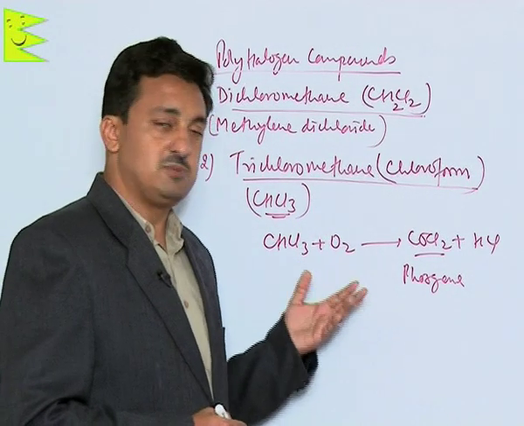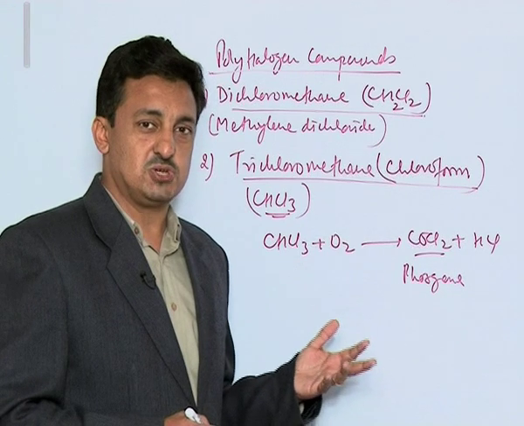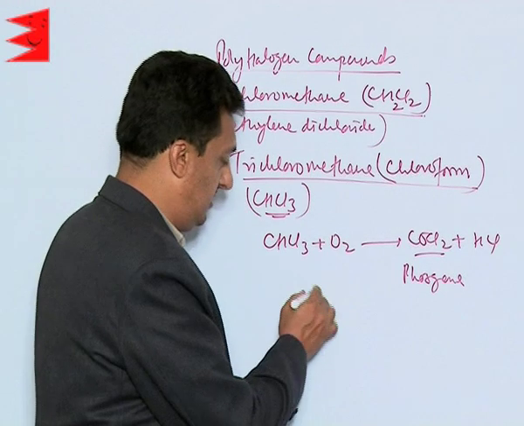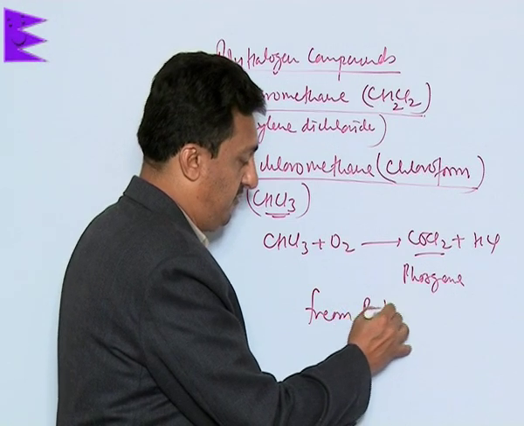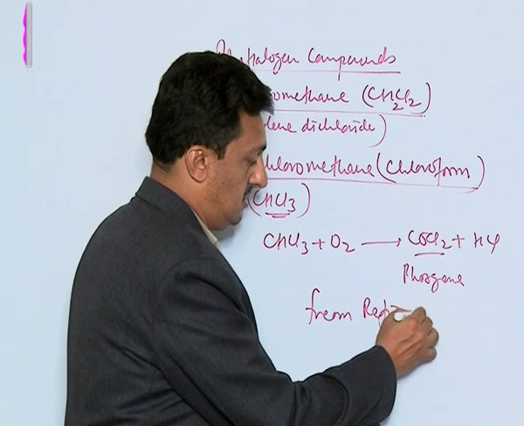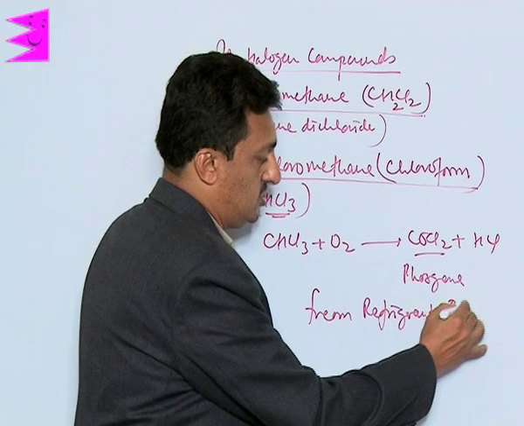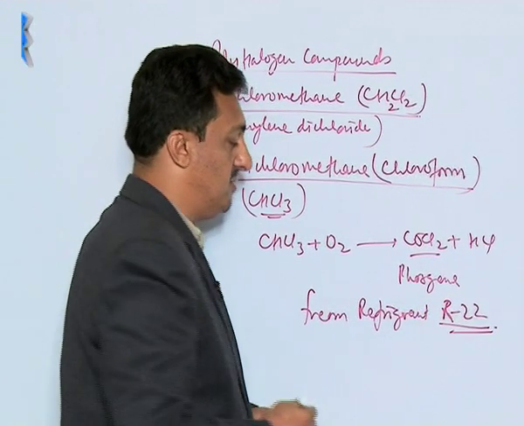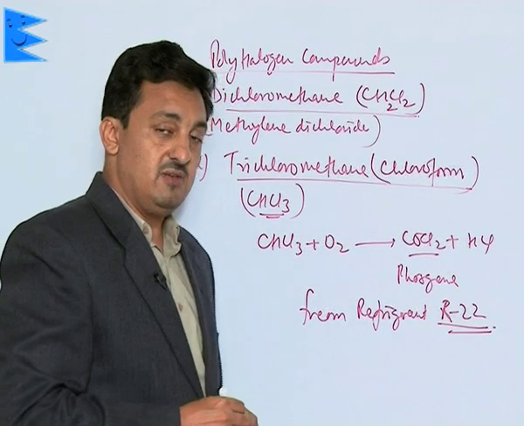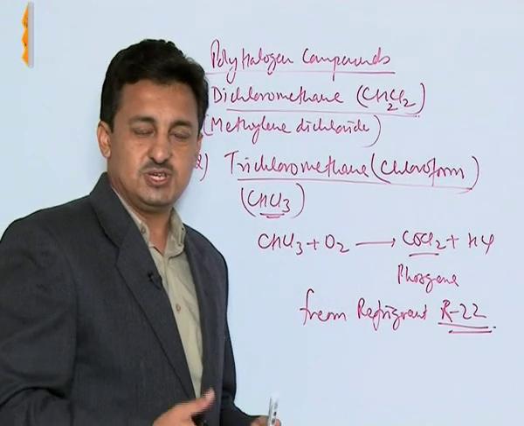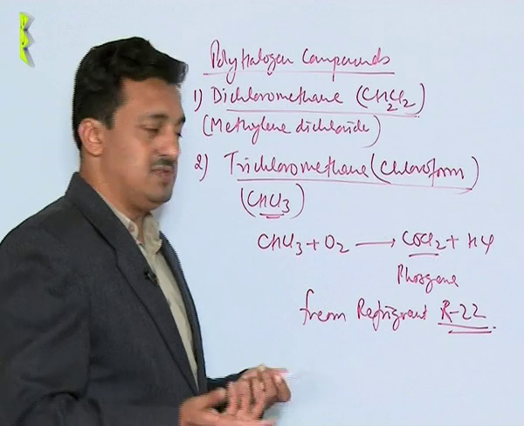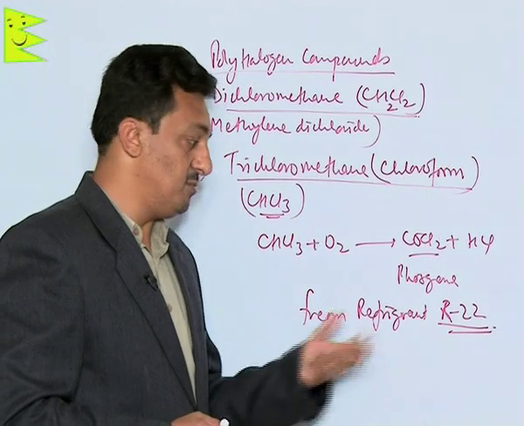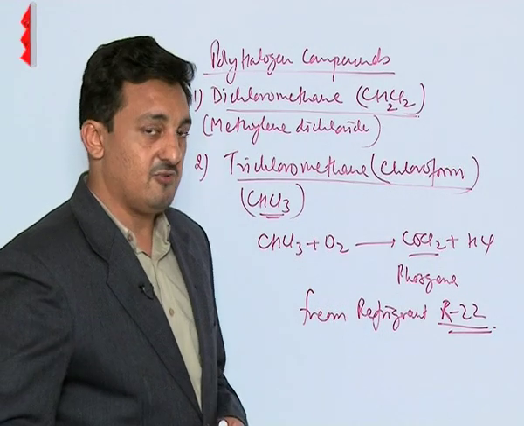Nowadays, chloroform is mainly used for the preparation of the common freon refrigerant R22. This R22 is the most commonly used refrigerant, which is used in our air conditioners and refrigerators. So the main industrial purpose of chloroform nowadays is to prepare this refrigerant R22.